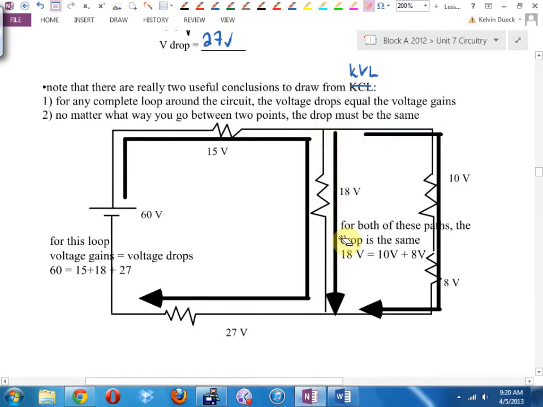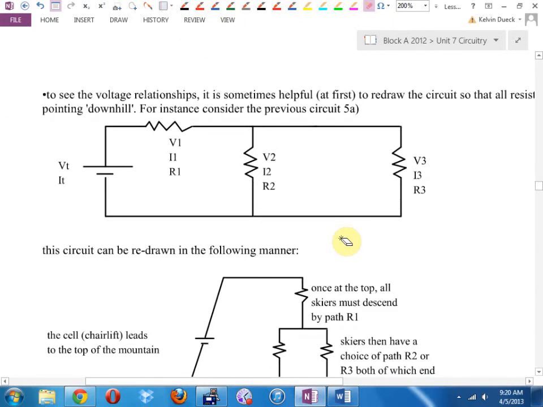I'm really done the unit. The rest of this is just going to be applying this to Ohm's law and Joule's law.